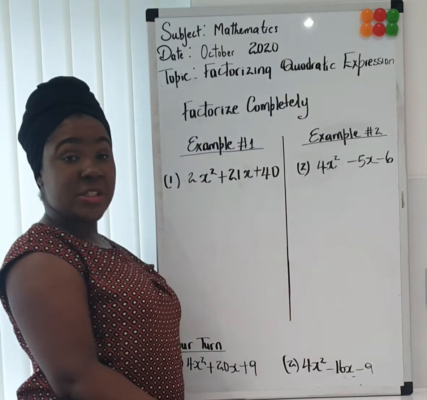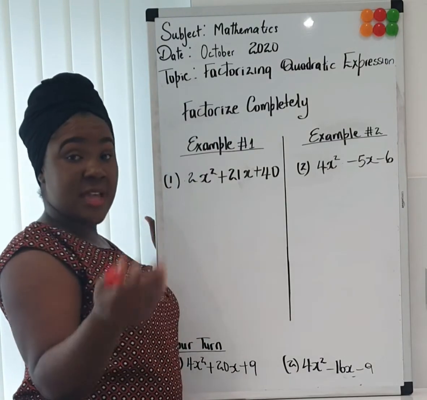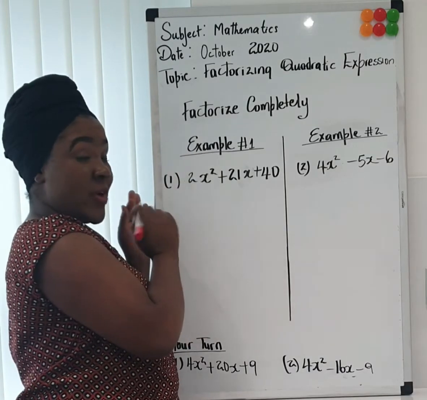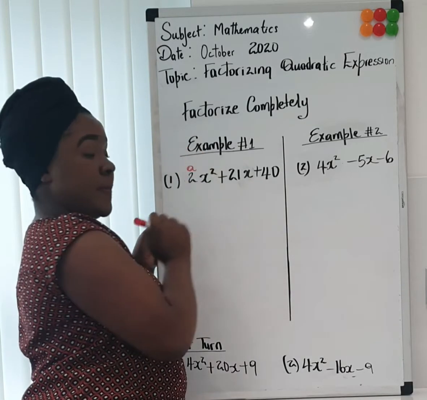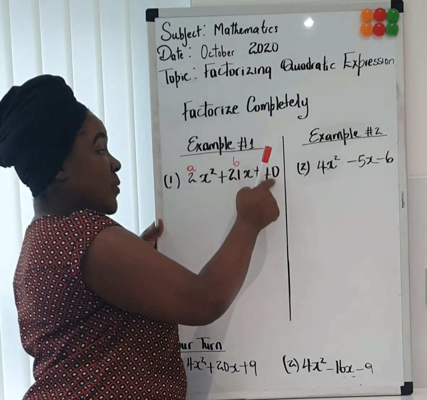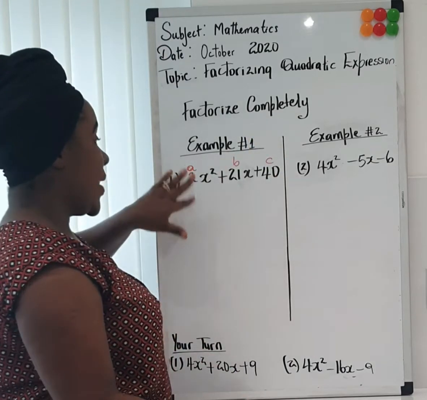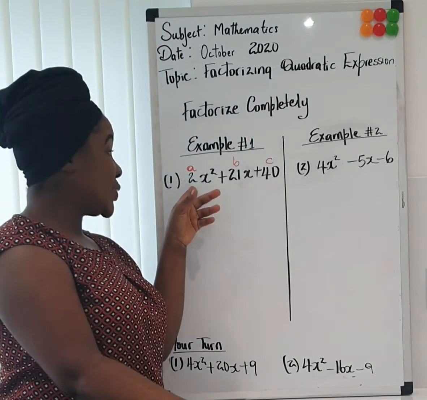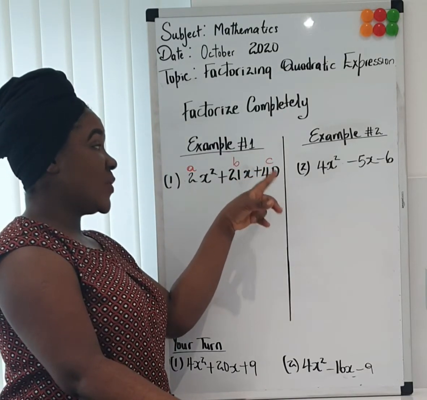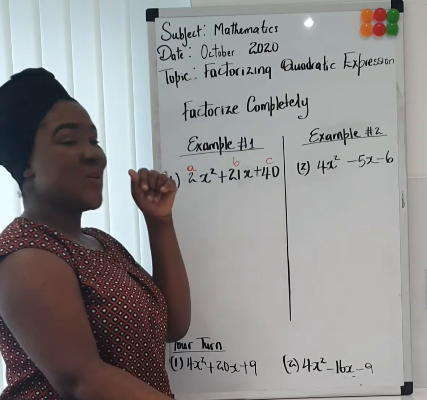The first thing I want to do is identify the terms. As I said, we're using the ABC method. So this number 2, the number in front of our x squared, is our A. The number in front of our x is our B. And the number that stands alone, that doesn't have a variable, is our C. In other words, the coefficient of x squared is our A, the coefficient of x is our B, and the constant is our C.